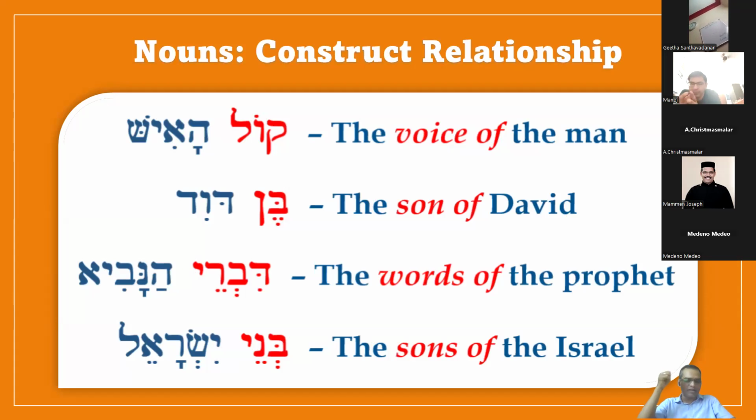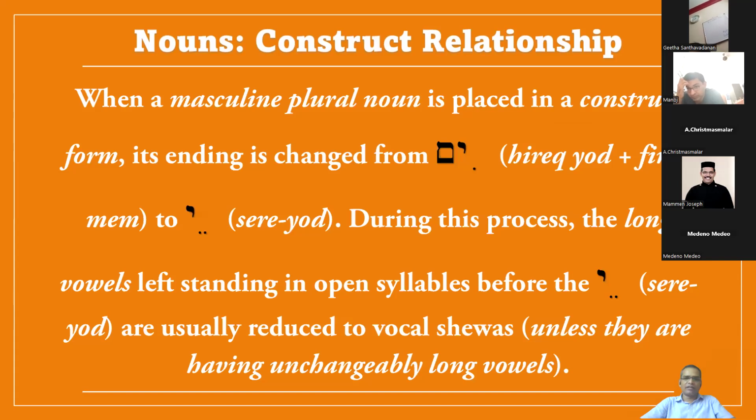So the rules we will learn on Wednesday. I just wanted to show you a glimpse of how these construct and absolute state nouns appear. For example, here, Dibre ha-navi, the words, that is plural form, the words of the prophet. Bene Israel, the sons of Israel. So see here, when a masculine plural ending noun has to be placed in the construct state, in the place of Hirek-yod and final mem, Sere-yod will be there. So there may be vowel changes also.